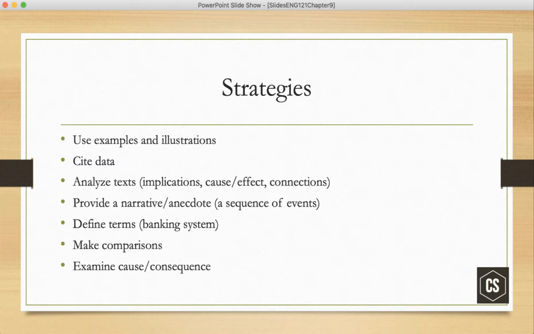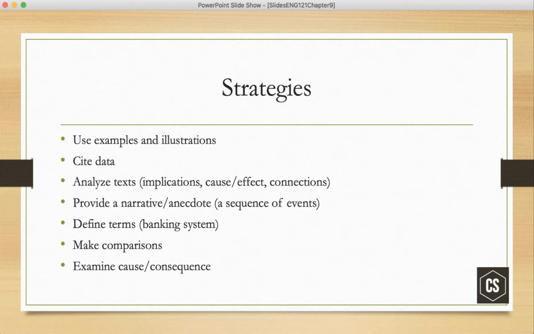Are there connections? You can also provide a narrative or an anecdote, or just a sequence of events, which is essentially what Parker does, but the sequence of events all focus on that one theme of poverty is dirt or poverty is smelly. Make sure that you define your terms. Don't assume that your reader tracks with you and has the same experience, the same knowledge, or that they interpret a word or phrase in the same way you do.